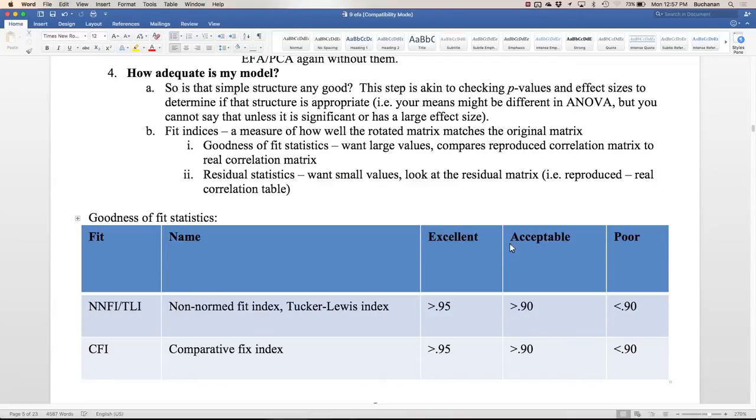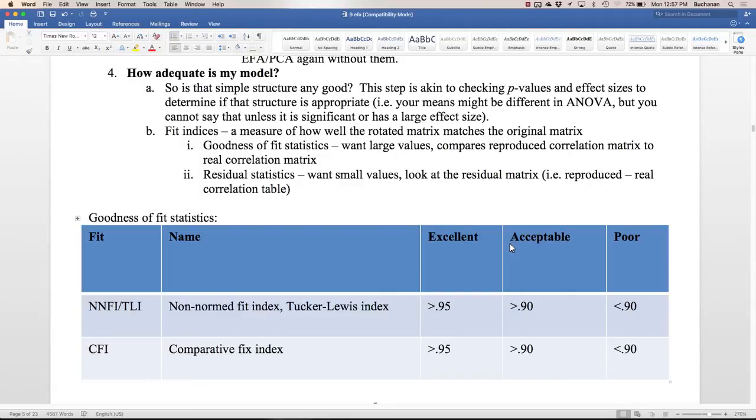Goodness of fit indices are where we want large. By large, I mean close to 1, where my reproduced correlation matrix and my original correlation matrix match. So it's a correlation of correlation matrices. I want my real matrix and my model to be the same, because that implies that the model I've made is really what's happening in the data.